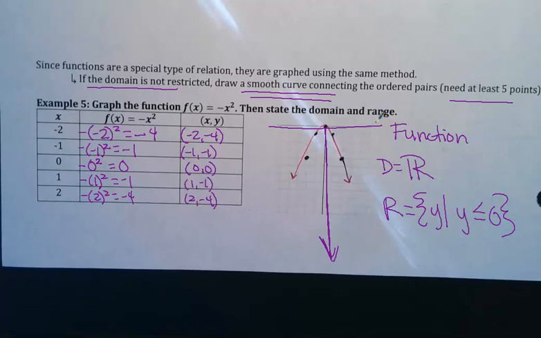Good. Very, very nice. So do you guys understand the difference between listing the domain and range versus using inequality, or having all real numbers? Sort of. Okay. That's fair.